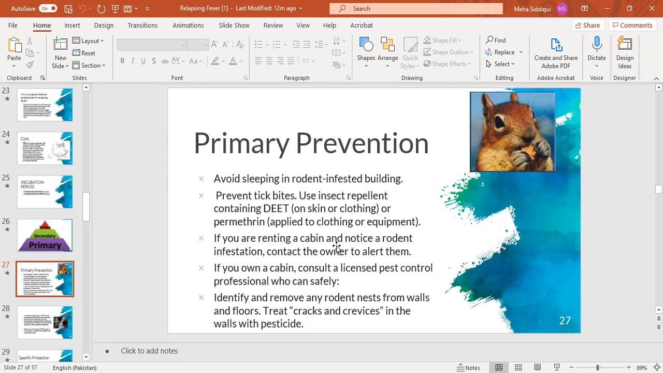In primary prevention, these are the health promotion aspects, that is avoid sleeping in rodent infested buildings, prevent tick bites, use insect repellents containing DEET on skin or clothing, or permethrin. If you are renting a cabin and notice a rodent infestation, contact the owner to alert them. If you own a cabin, consult a licensed pest control professional who can safely identify and remove any rodent nest from walls and floors. Treat cracks and surfaces in the walls with pesticide.